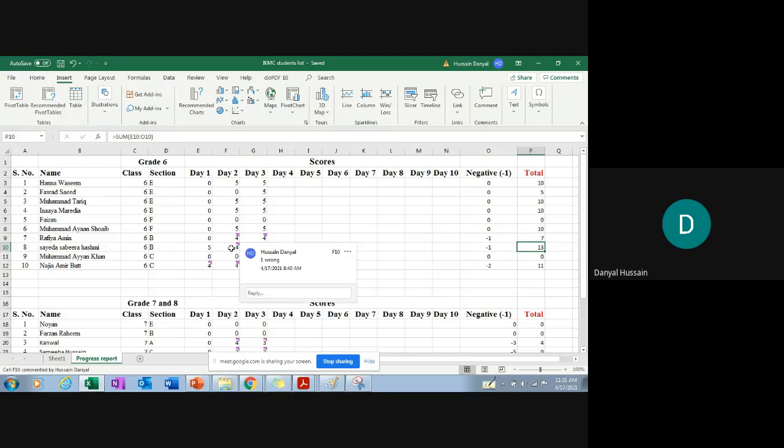So if she had not answered the question she was not sure about, she would not have lost 1 mark, and she would have 14 points. But if you select any answer which you are not sure about, you will get -1.